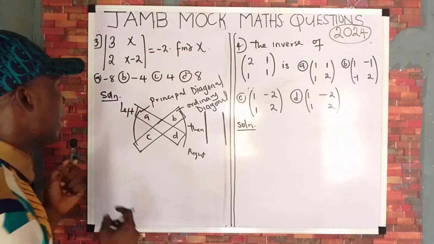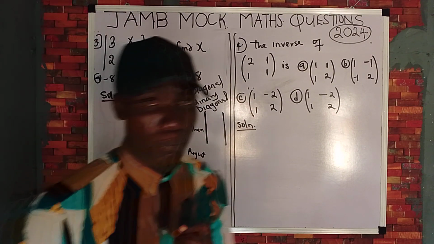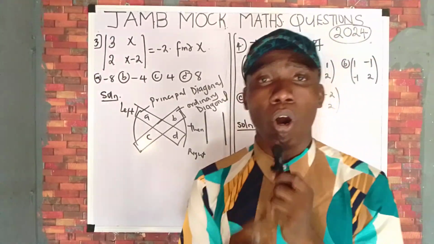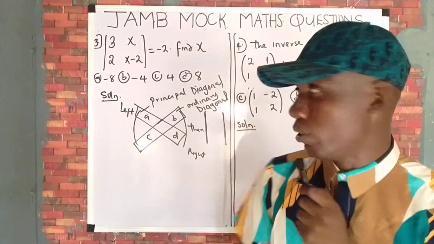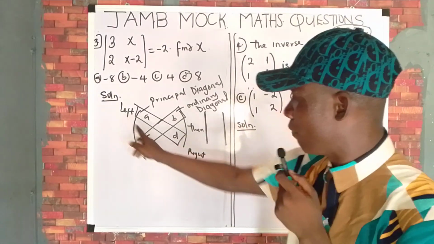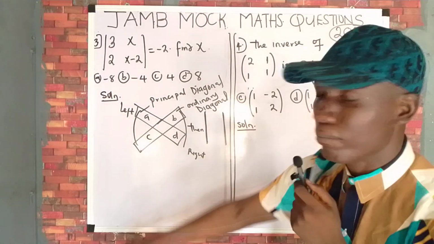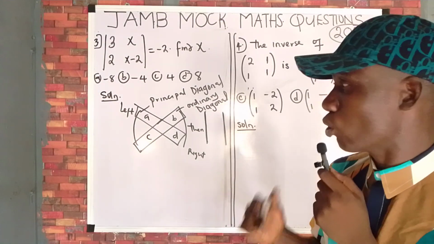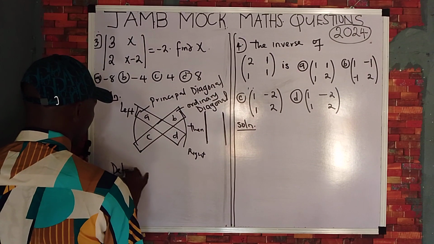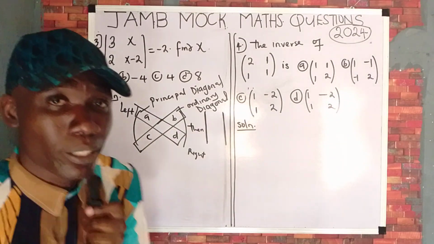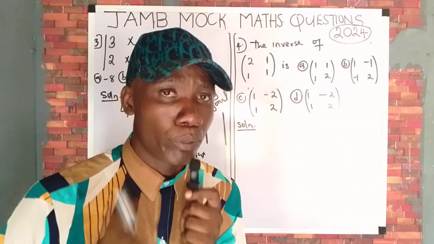Okay, ladies and gentlemen, how do we solve the determinant of a matrix? It is very cheap, very cheap. To solve the determinant of a matrix, all you need to do is to identify your principal diagonal and your ordinary diagonal. Like I've told you, from the top left to the right bottom is your principal diagonal. Then from your right top to the left bottom is your ordinary diagonal. So how do I get the determinant? Very easy. The determinant of a matrix is equal to the product of the principal diagonal minus the product of the ordinary diagonal. Remember that product means times.